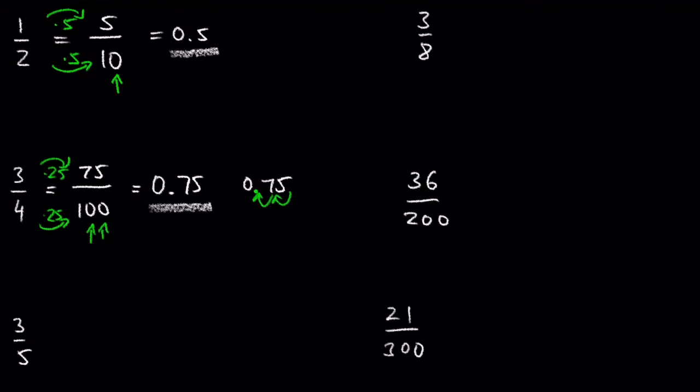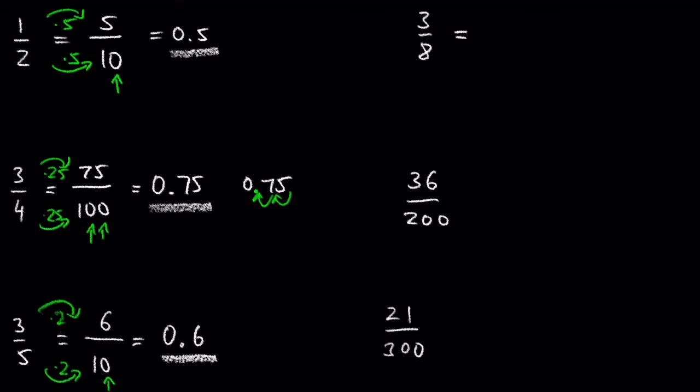3 over 5 looks easy. 5 times 2 is 10, and 3 times 2 is 6. So we get 6 over 10. 1 zero after the 1 in the denominator shifts the decimal point from 6.0 1 place to the left, and we get 0.6.